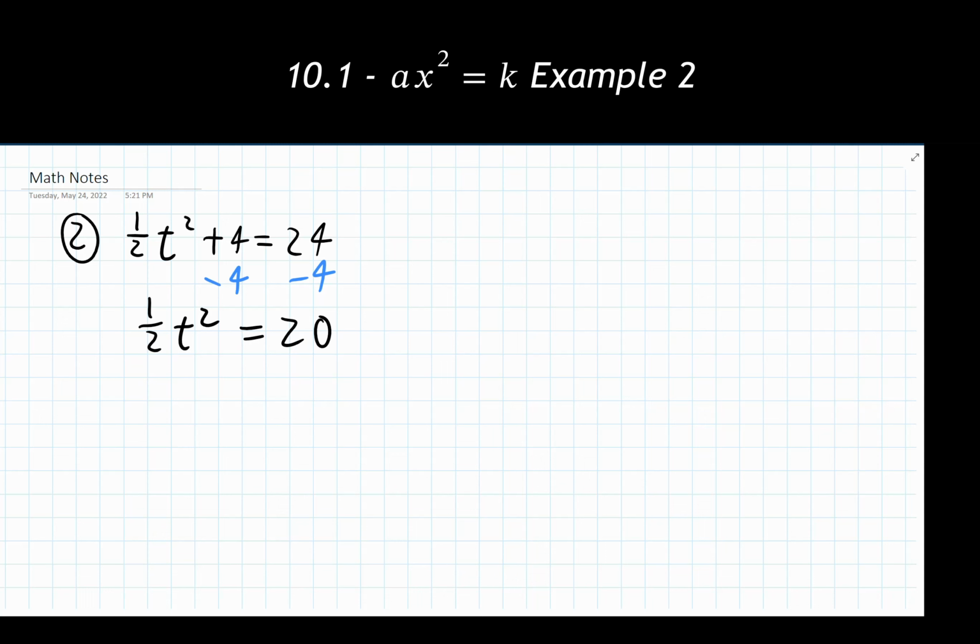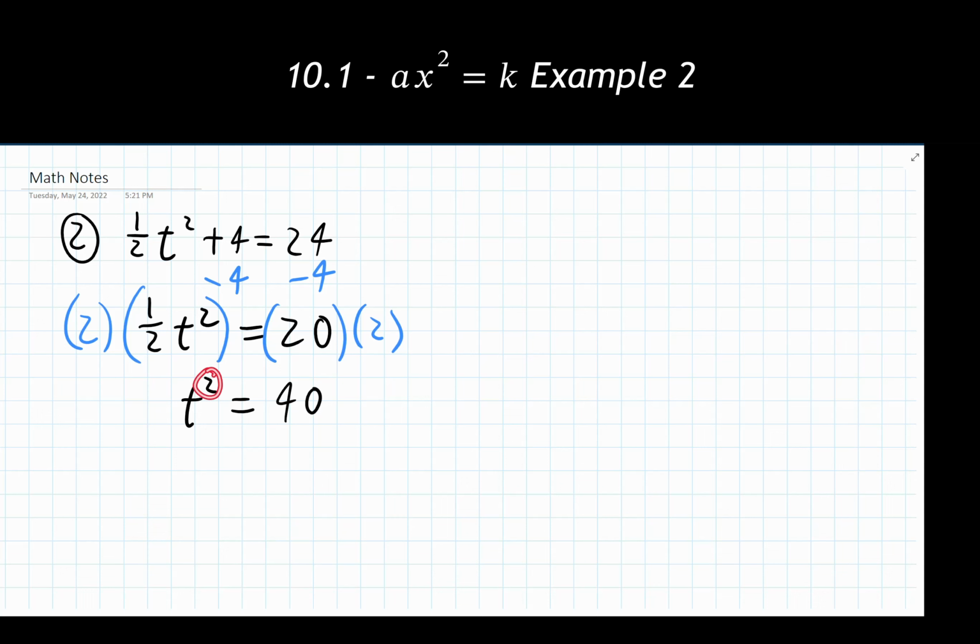I now want to get this t squared all by itself, so I need to get rid of this 1/2. Undo 1/2 by multiplying by 2. If I'm going to do that to the left side, I have to do that to the right side as well. I'm then left with t squared is equal to 40. Can't do anything else from there, and now I have my quadratic term all by itself.